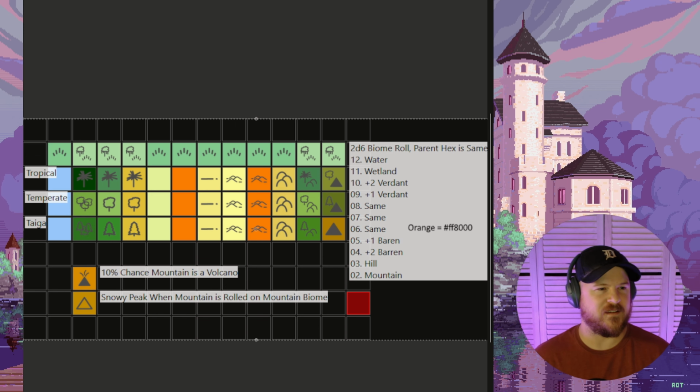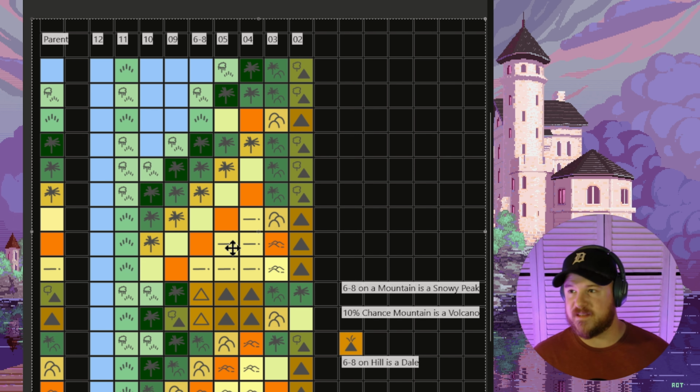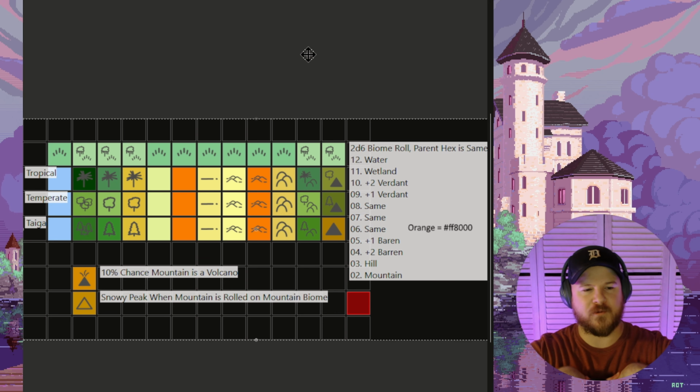So again, we can look at this. It's the fullest gamut you can. You can see it does these diagonal lines across. It gives you a good idea of basically what it looks like. So water to wetlands to heavy forest, medium forest, light forest, plains, scrub, desert. And that's it. That's all you need to know about it. That's what I was saying about running the 6 through 8 on the hills. So if you roll a 3 on a hills, which was already hills, then that's a dale.